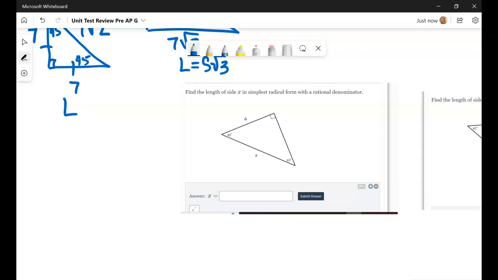Find the length of x. This is a 45-45-90. The leg is 6. So the hypotenuse is going to be 6 square roots of 2.